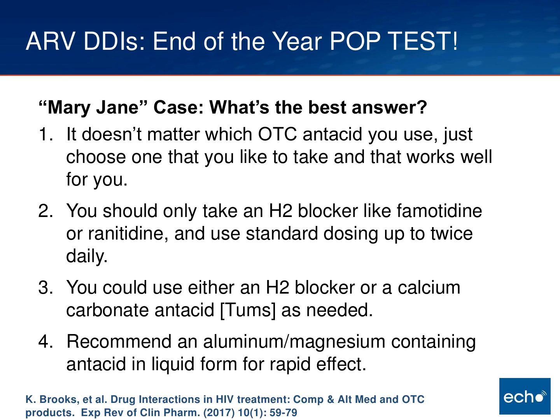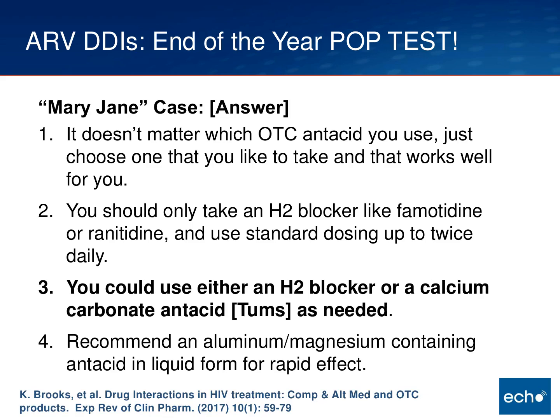Or maybe you should only take an H2 blocker like famotidine or ranitidine and use standard dosing up to twice daily. Or you could use the H2 blocker or possibly even Tums as needed. Or maybe just recommend aluminum magnesium containing antacids in the liquid form because they work quickly. So we'll just pause for 3 seconds. What do you think would be the best answer?